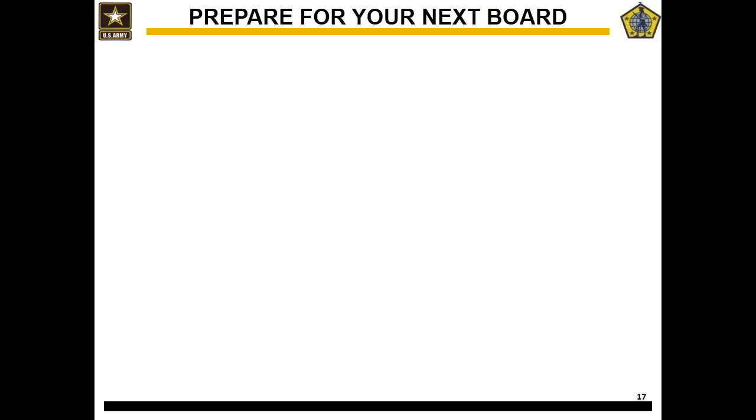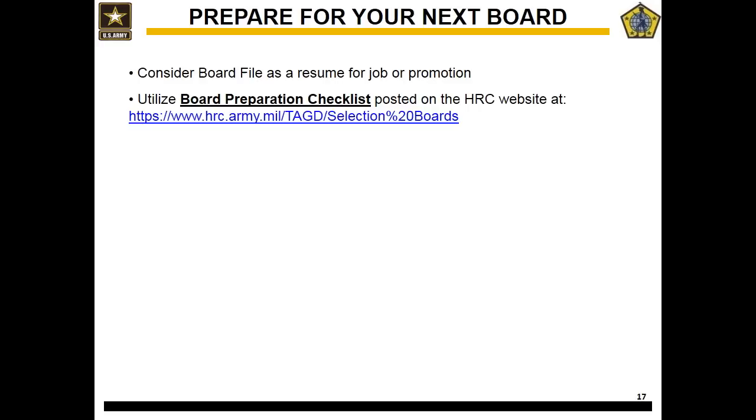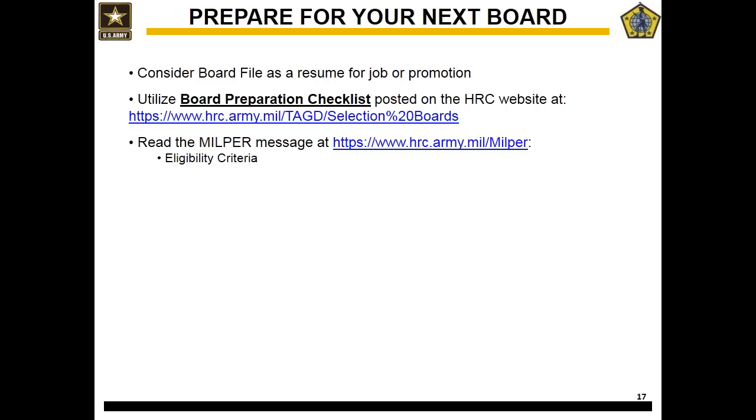Preparing for a selection board can be overwhelming. However, a useful resource to assist you is the board preparation checklist posted on the HRC website. It includes the following steps. One of the most important steps is to read the MILPER message that announces the board. The MILPER message is published between 90 and 120 days prior to the board and provides valuable information and dates that are key to your preparation, including specific eligibility criteria, the My Board File open and close dates, evaluation and photo deadlines, and any additional instructions that may pertain to the board.